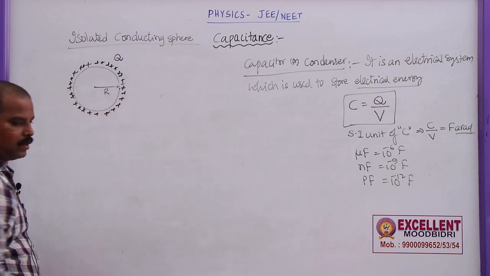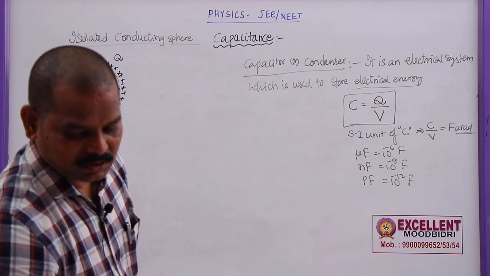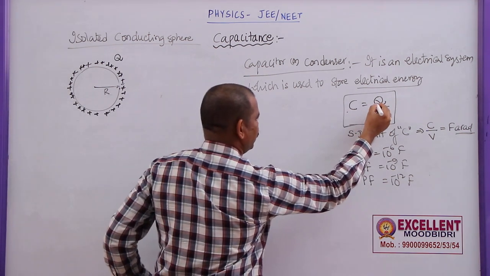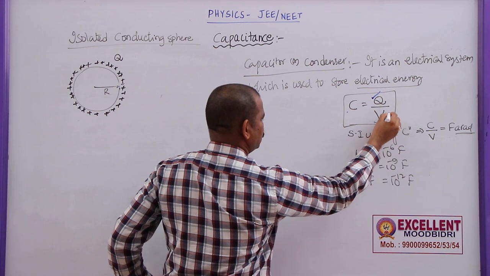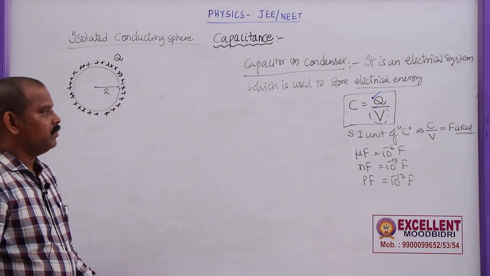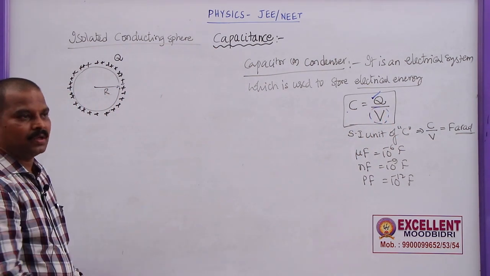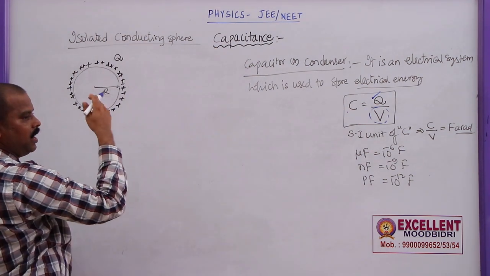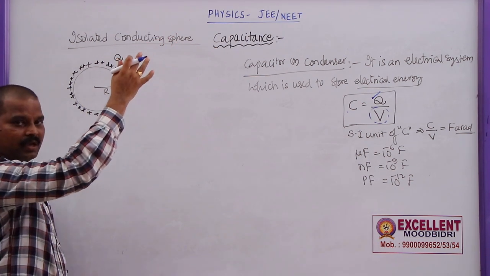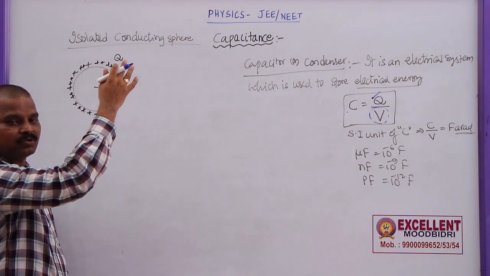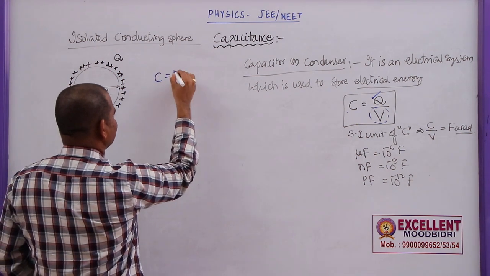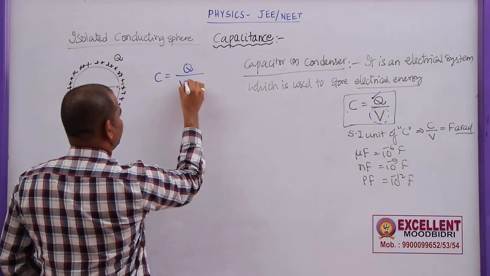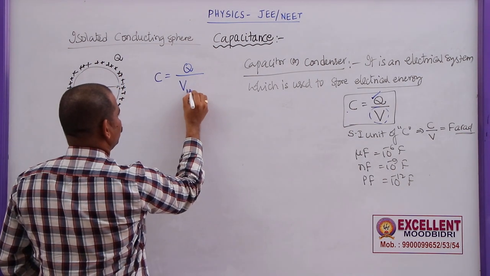Isolated conducting sphere. Here I want to find out the capacitance of an isolated conducting sphere. To find the capacitance, we need the charge on the body and the potential difference between this body and another body. But here, as there are no other bodies in the neighborhood of this one, we have to think that one more body is there at an infinite distance whose potential is 0.